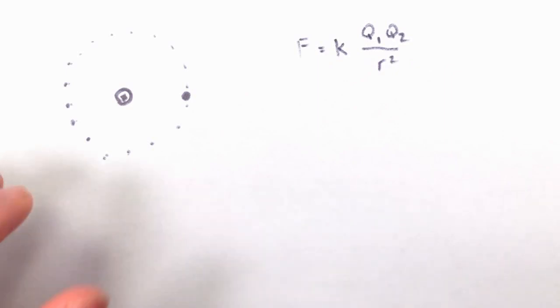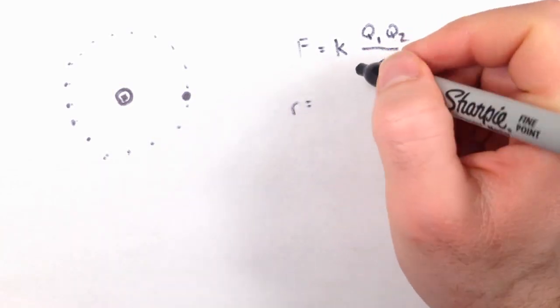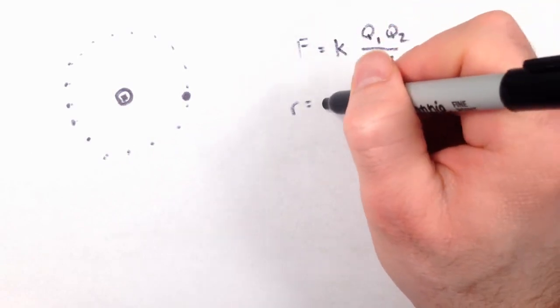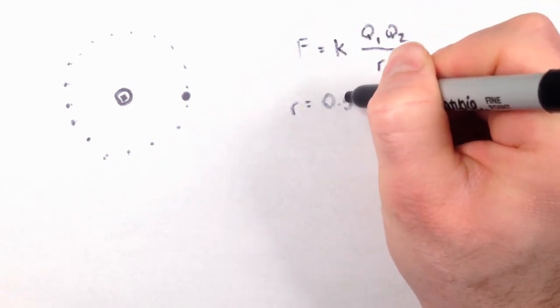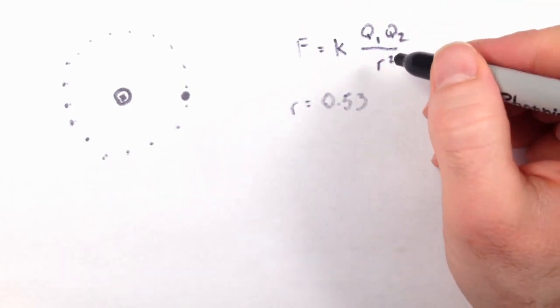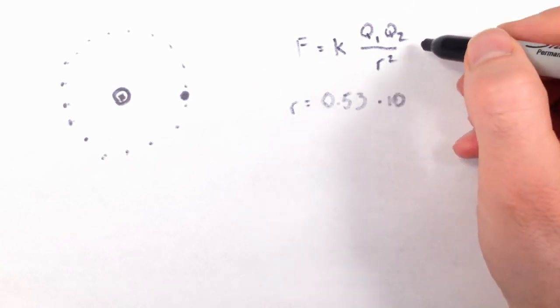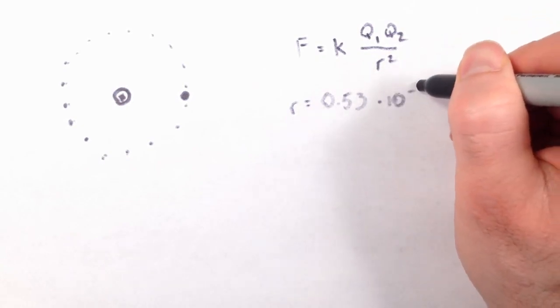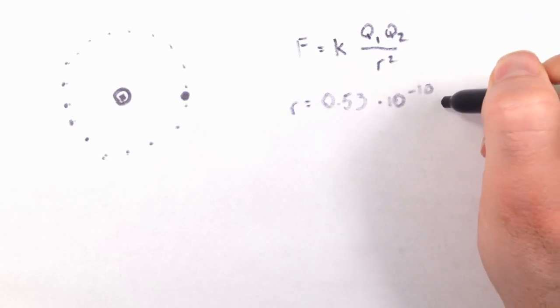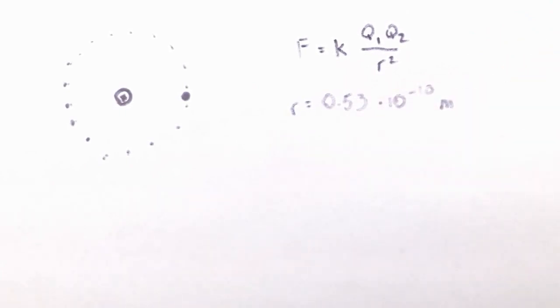So what is the radius of a hydrogen atom? It's actually, well, as you might guess, very small. 0.53 times 10 to the negative 10th meters.